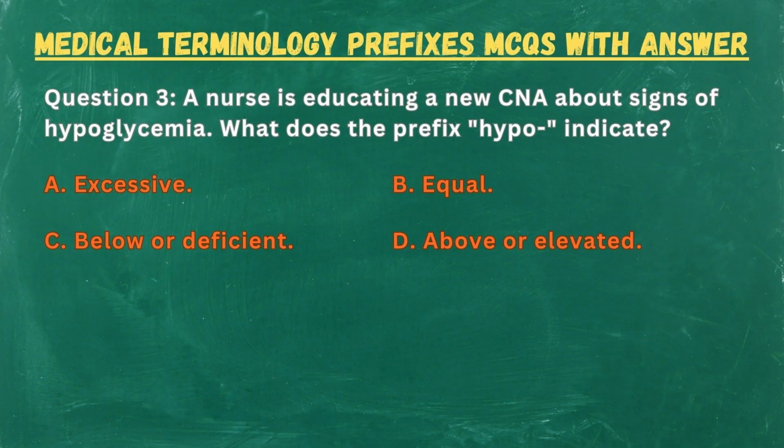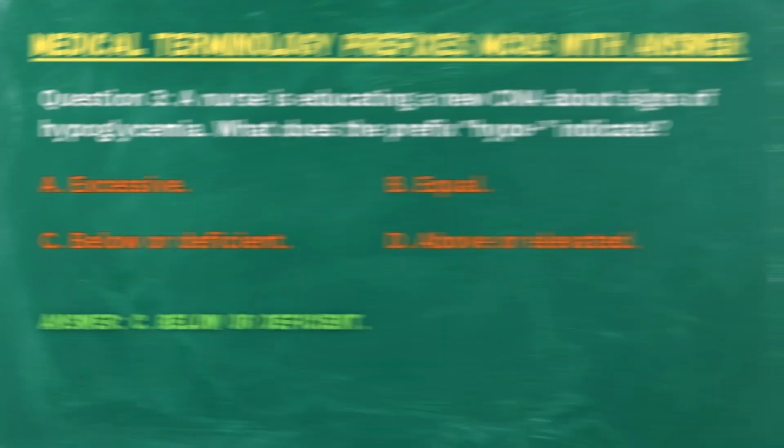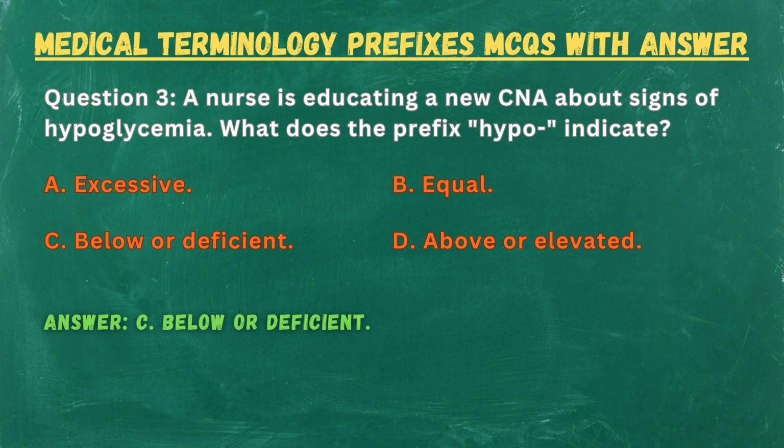Question 3. A nurse is educating a new CNA about signs of hypoglycemia. What does the prefix hypo- indicate? A. Excessive. B. Equal. C. Below or deficient. D. Above or elevated. Answer: C. Below or deficient.